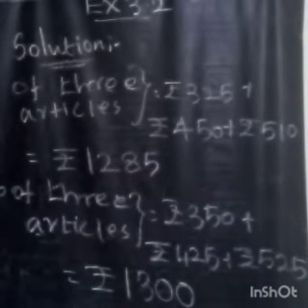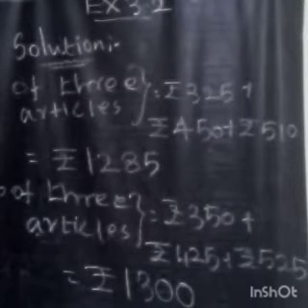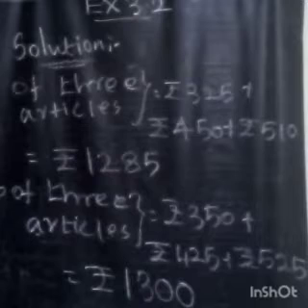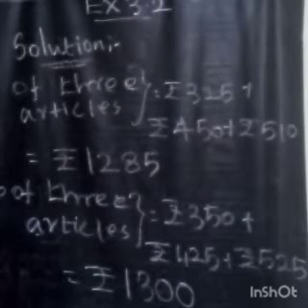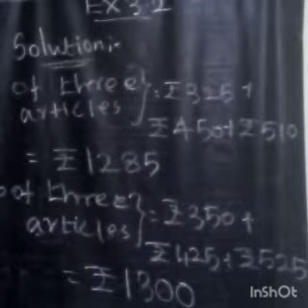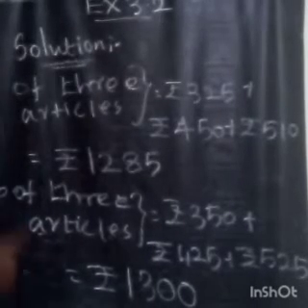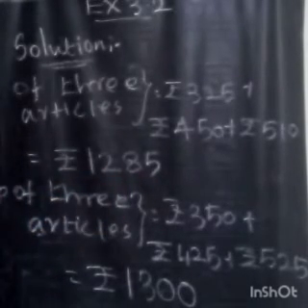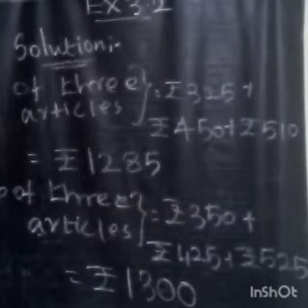Okay, 1300. What we have to find? Find the gain or loss to the shopkeeper on the whole. Here gain is the similar word of profit. So here we have to find the profit or loss to the shopkeeper on the whole. First compare the cost price and the selling price. Here cost price value is 1285, selling price value is 1300. Which one is higher?